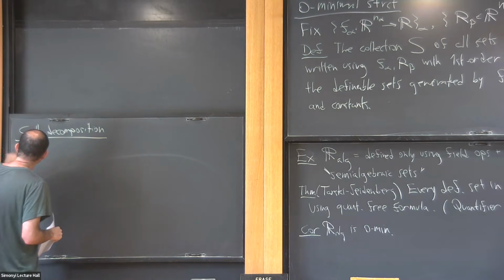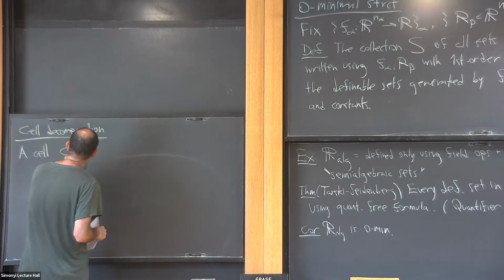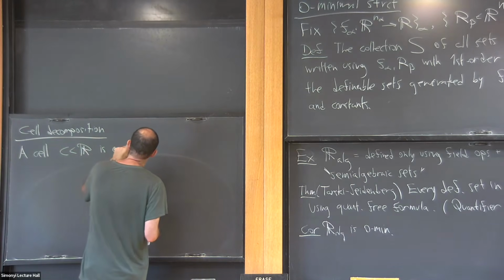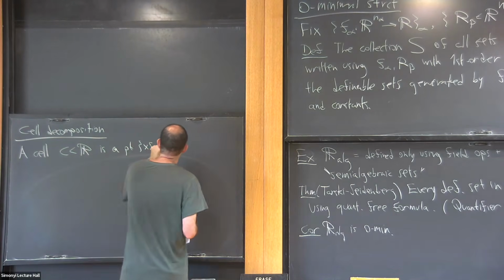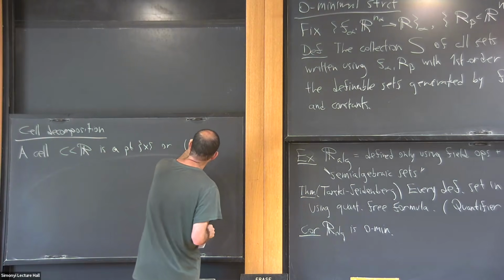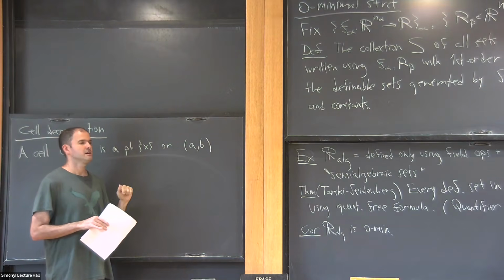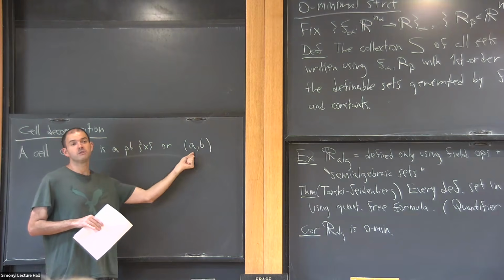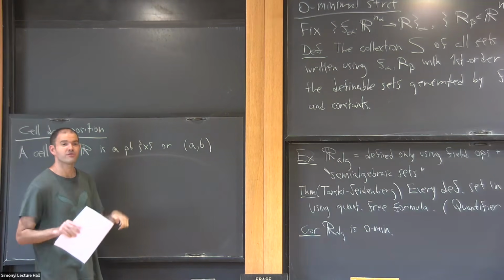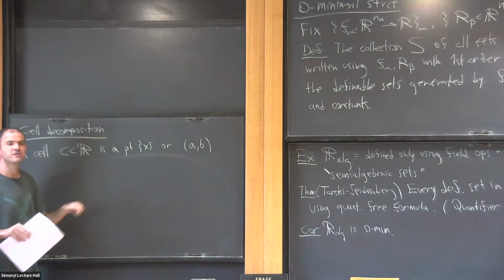So a cell C in R is a point or interval. Okay, I mean, you can allow semi-closed intervals if you like here. And formally, I should also allow the endpoints here to be infinite, maybe. It could be like a half infinite interval or all of R. But let me ignore these details.